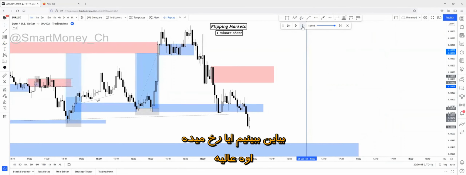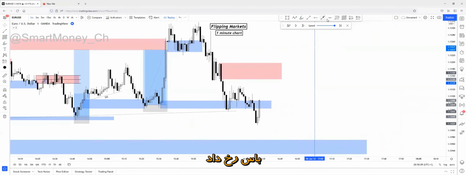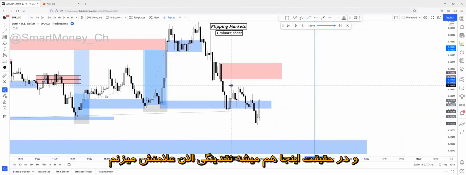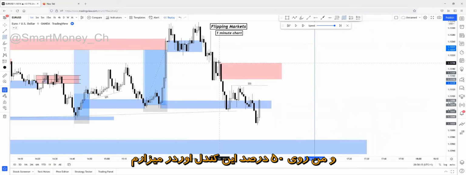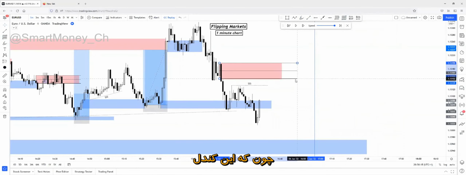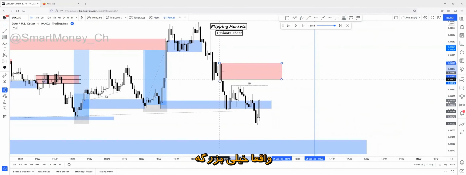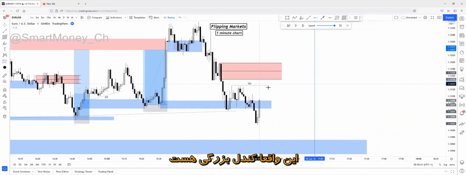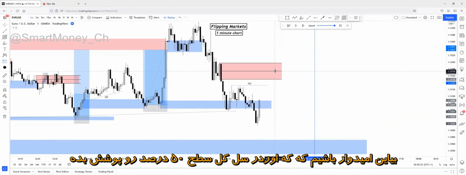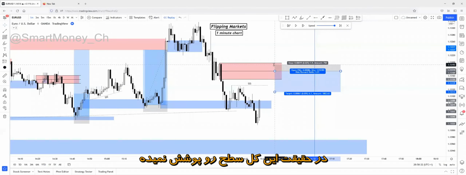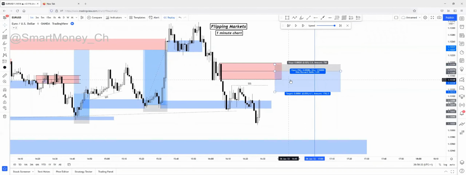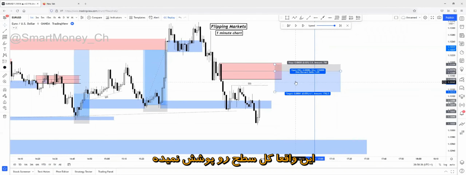Oh, perfect. Break of structure happened. And actually, here's the liquidity. I will just mark it as the liquidity, as you can see. And I will set an order limit on the 50% of this candle, because this candle is pretty huge. Let's hope the sell limit covers the whole zone on the 50%. Actually, it doesn't really cover the zone.